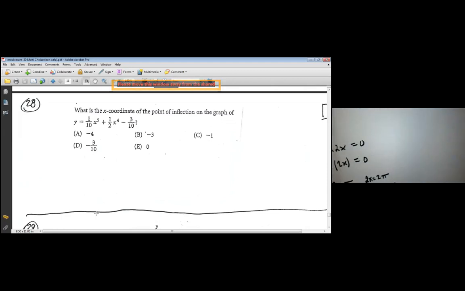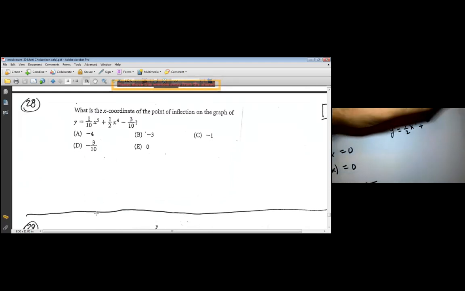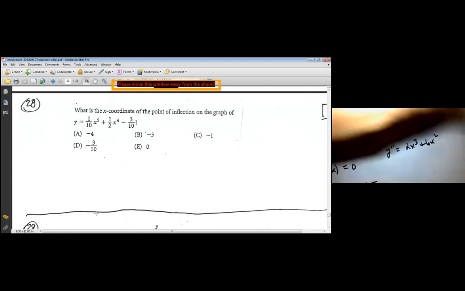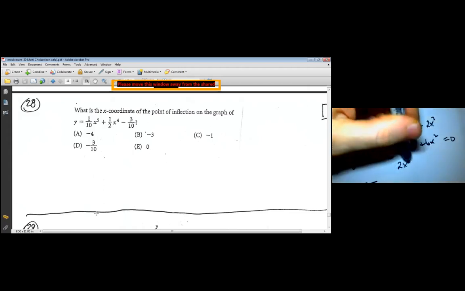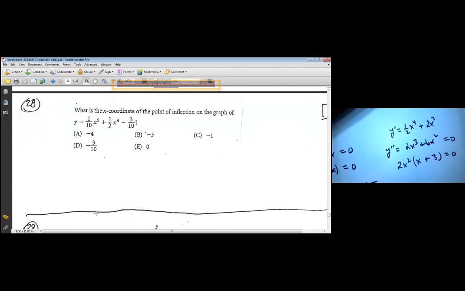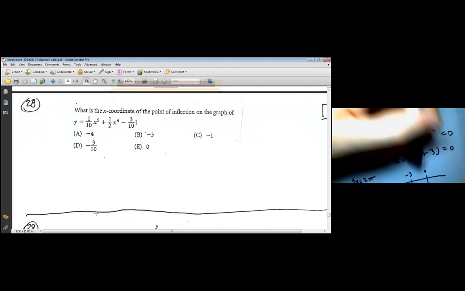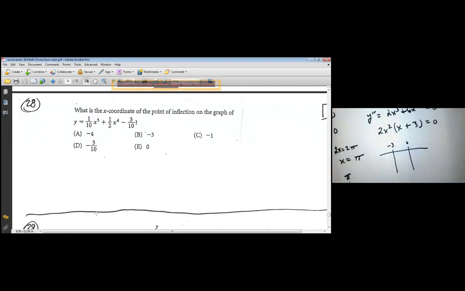Okay, more points of inflection. So we should take a second derivative. y prime is 1/2 x to the 4th plus 2x to the 3rd. The constant is gone. Second derivative, 2x to the 3rd plus 6x squared. Setting that to 0, we're taking out 2x squared, x plus 3. So what are we putting on a line? -3 and 0 on our test.